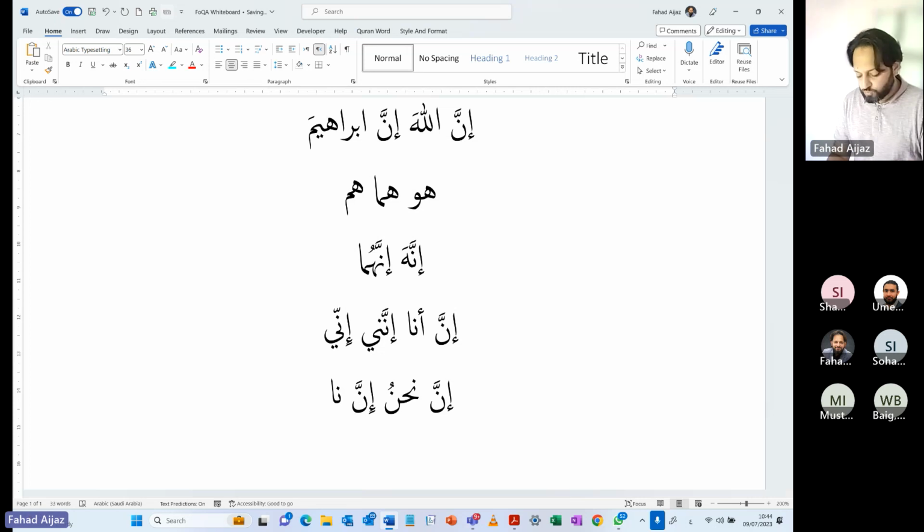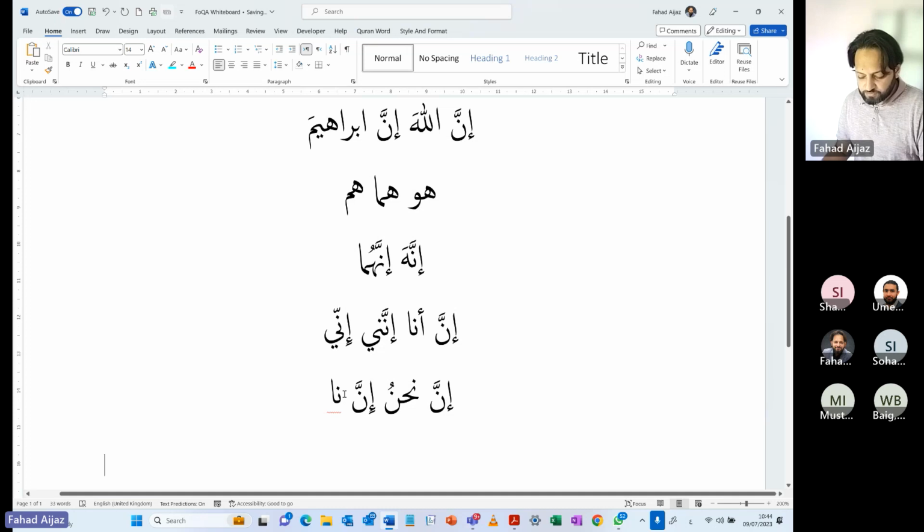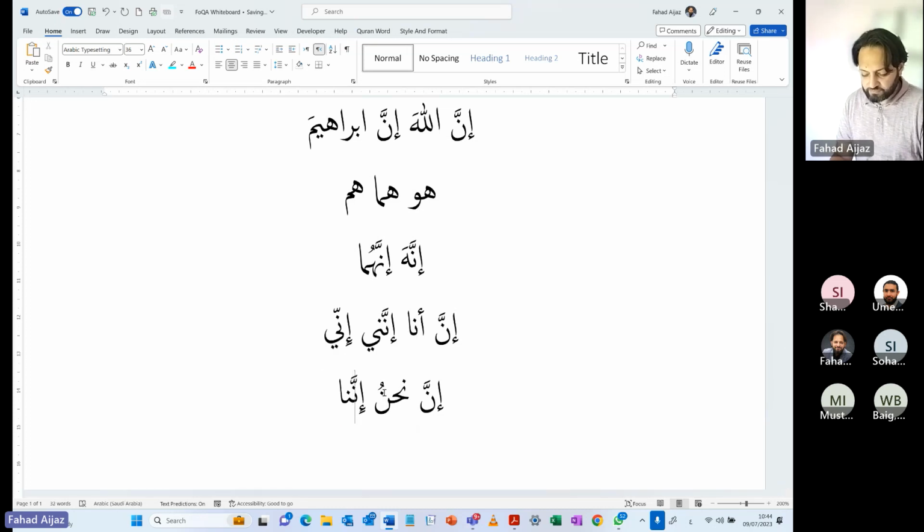In a normal situation you would just attach it to the harf of nasab: innana, which is perfectly fine. It's a harf of nasab with its ism na, which is the attached form of nahnu. But knowing from the last example what Arabs do when two noons come together, what do you think it will become?